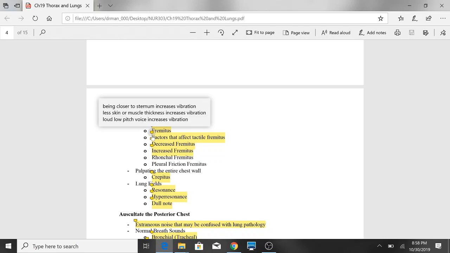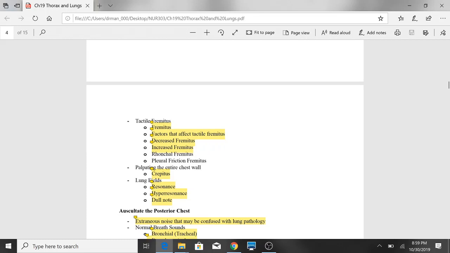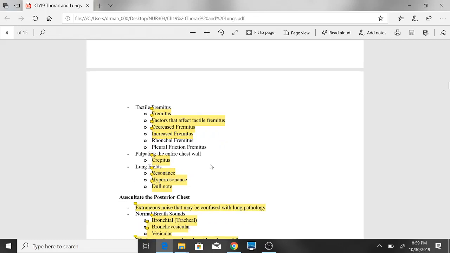You've got decreased fremitus. It occurs with obstructive bronchus, pleural effusion, or thickening. So barriers decrease fremitus. And then you can have increased fremitus. It's like compression or consolidation of lung tissue, like pneumonia. You also have bronchophony and pleural friction fremitus, which we'll go over later.